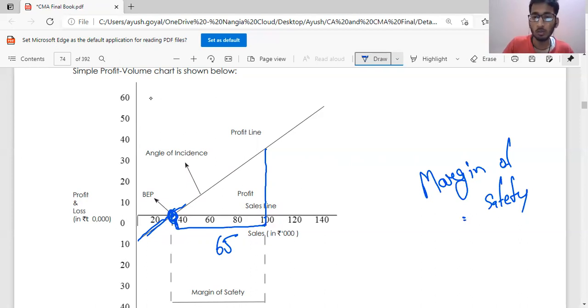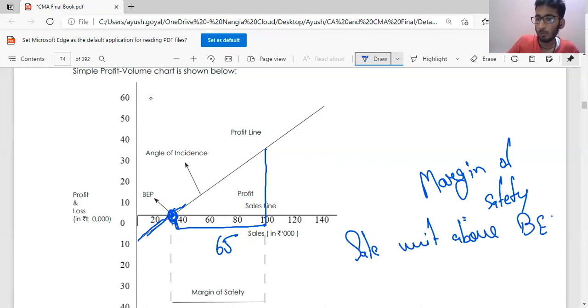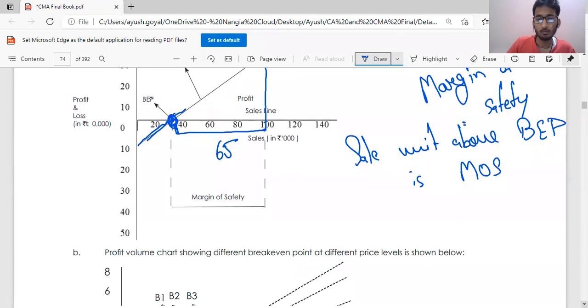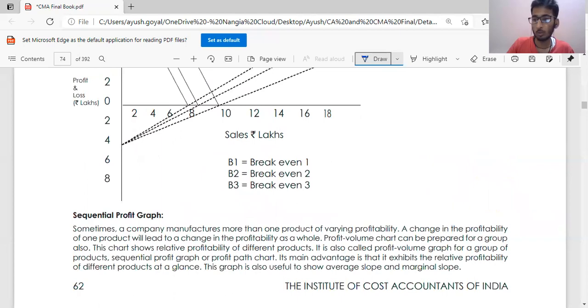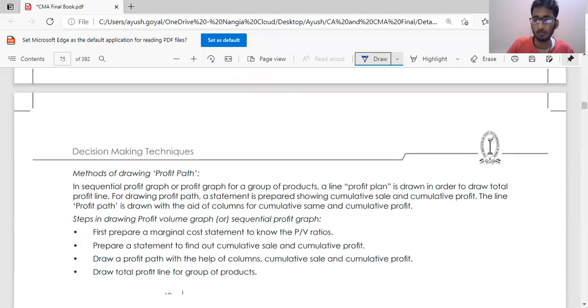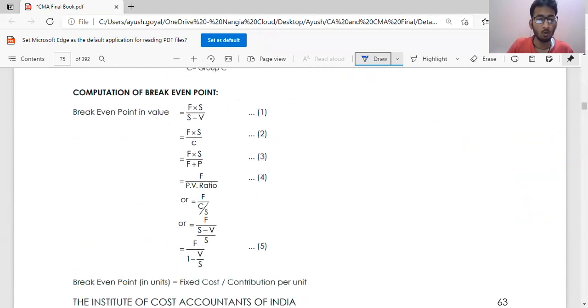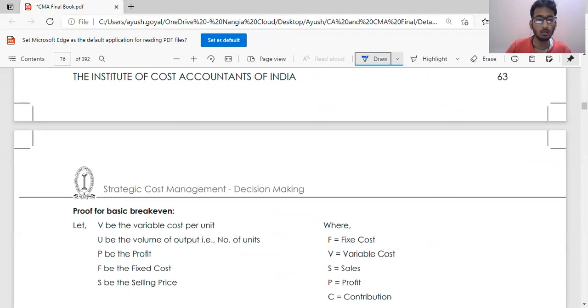You can note it down. Sale unit above break-even point is margin of safety. I hope you guys got the point. Now, break-even point calculation, you guys know: fixed cost upon contribution per unit. This is easy. Okay.